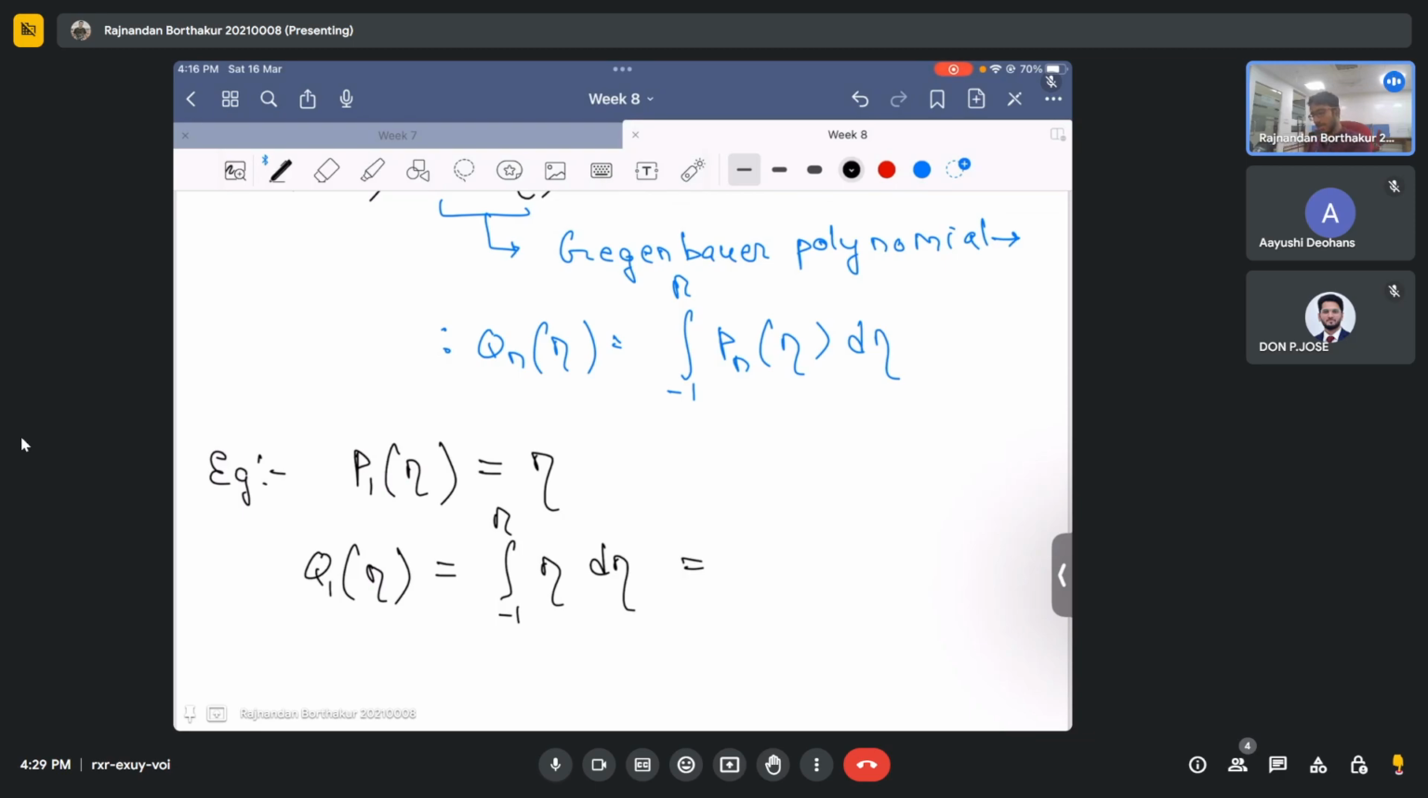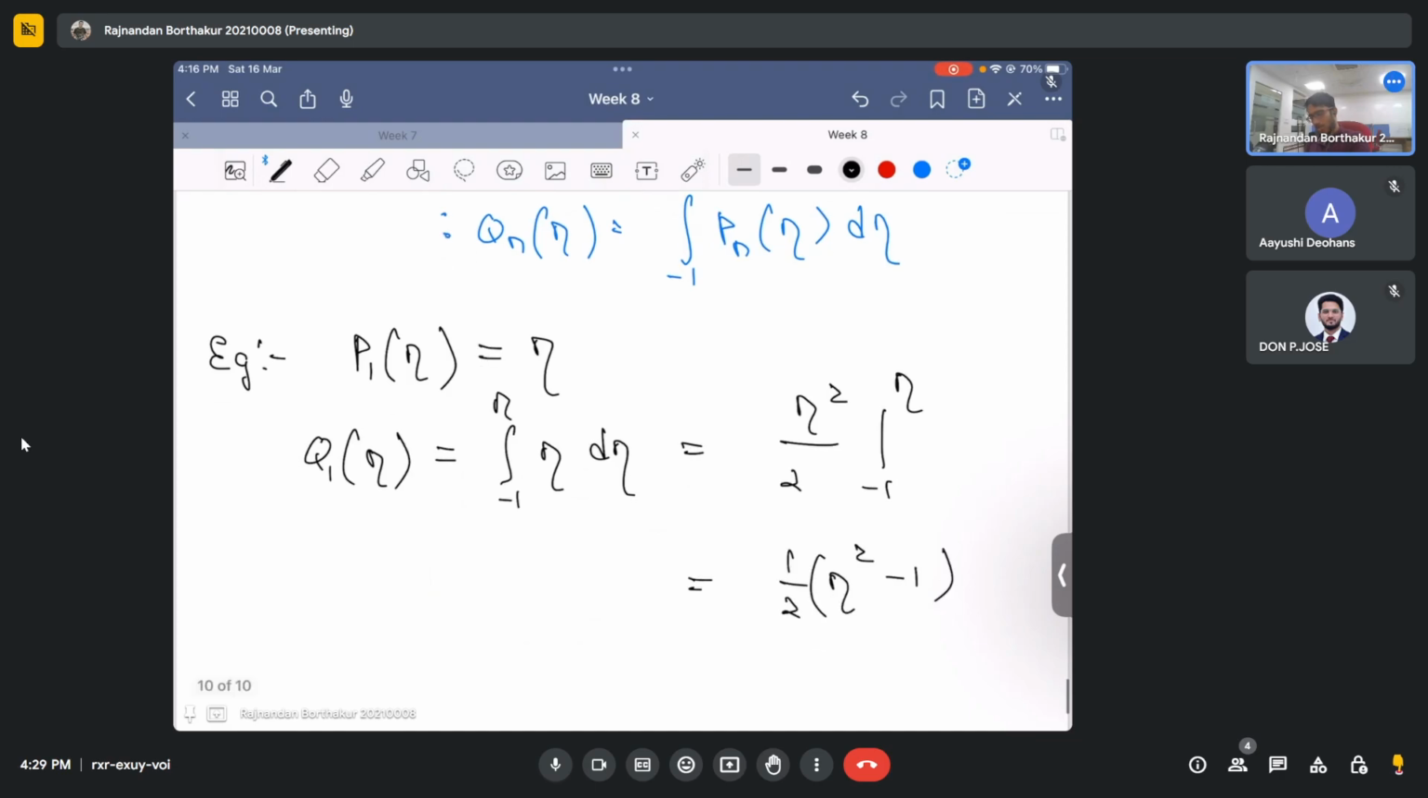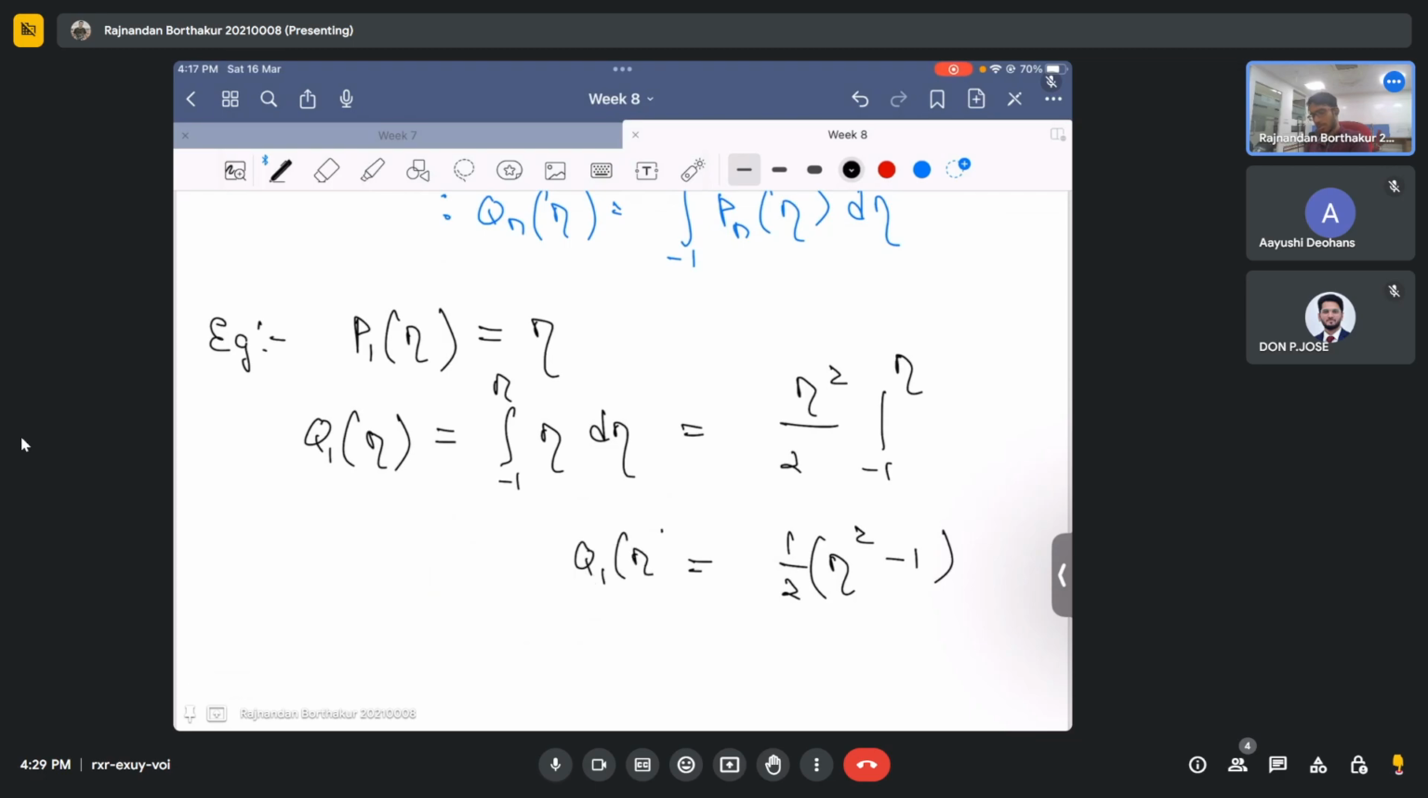So can you tell me what this integration would basically be? That's a simple integration, right? You are just integrating eta d eta from -1 to eta. So what would this be? This would be eta squared by 2, and this will vary from -1 to eta, which means it would be just half of eta squared minus 1. This is Q1 of eta.